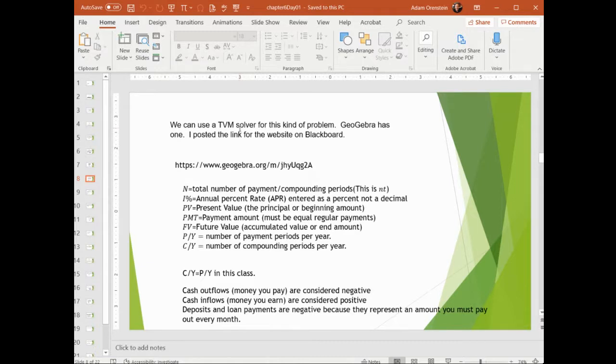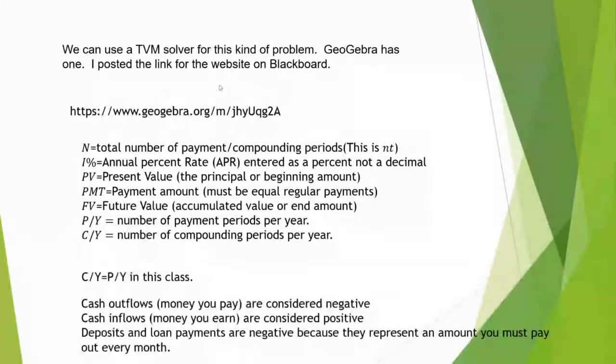Anyway, before I get to the TVM Solver, let me present this notation because the TVM Solver uses it. You have capital N. That's basically little n times t, the number of compounding periods a year times the number of years. Capital I is your APR, but you have to write it as a percent. I know we're normally used to writing it as a decimal, but here it's written as a percent.